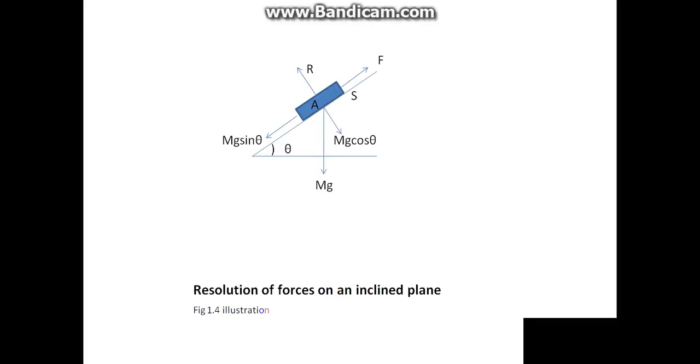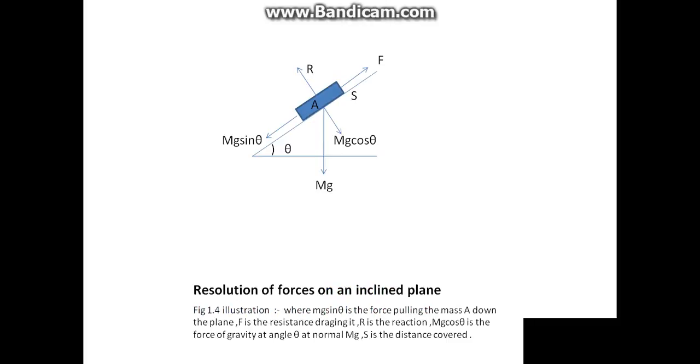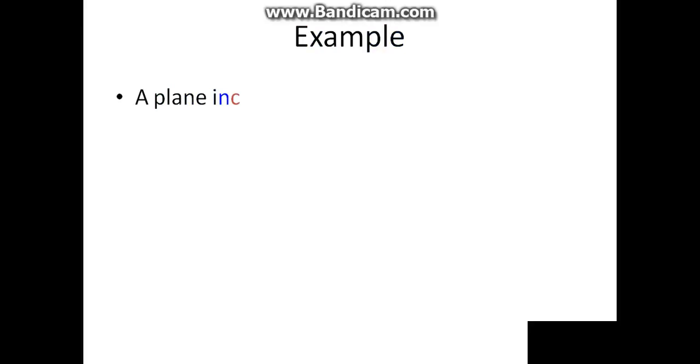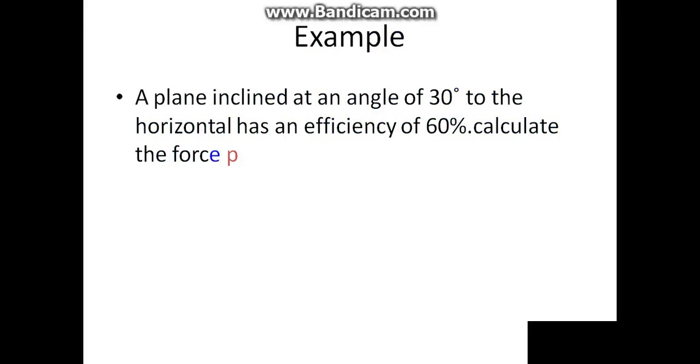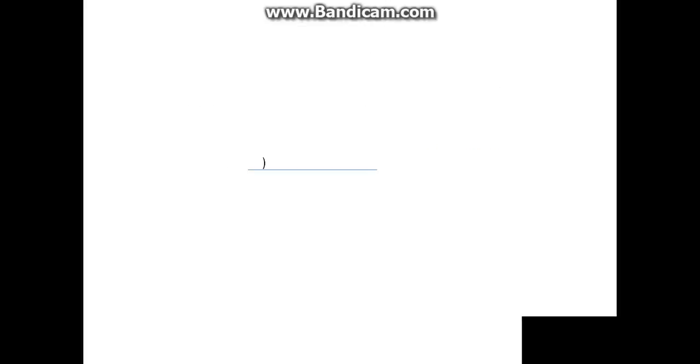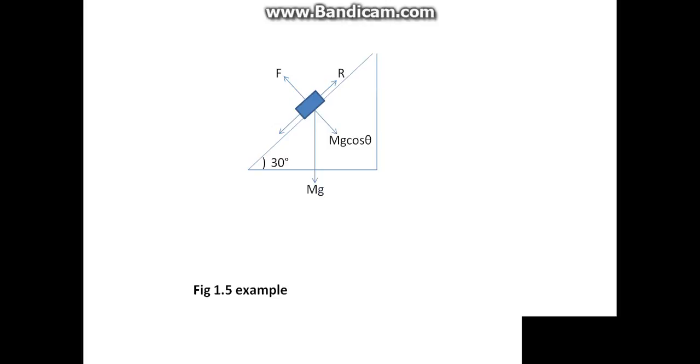Example 4. A plane inclined at an angle of 30 degrees to the horizontal has an efficiency of 60%. Calculate the force parallel to the inclined plane. According to figure 1.5, a force pulling the mass of 12 kg down the plane is F. The resistance dragging it is R. The reaction is mg cos theta, the force of gravity at an angle of 30 degrees at normal.